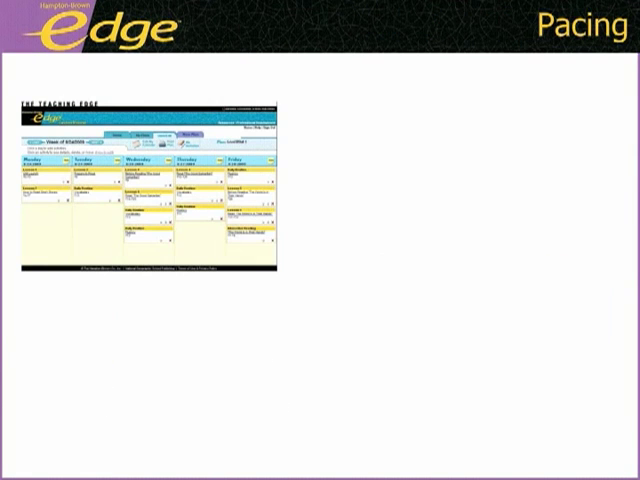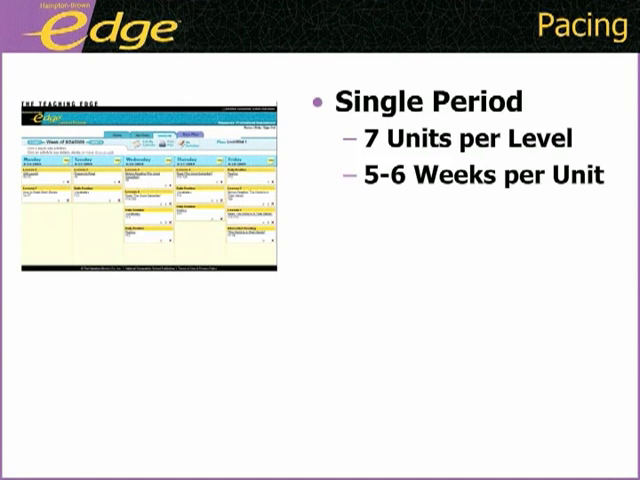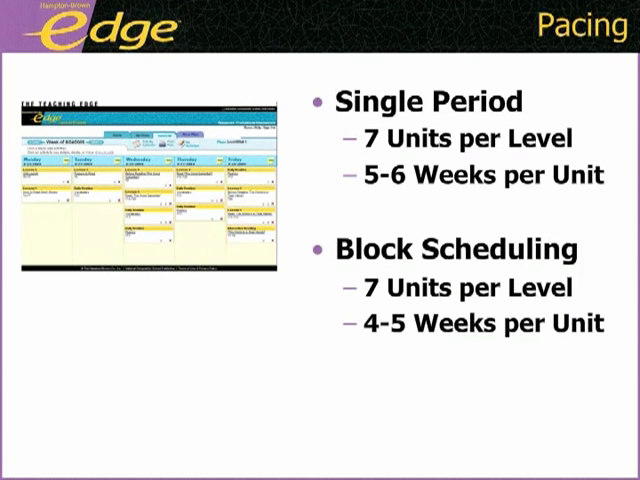Okay, you're probably still thinking, how do I customize Edge to fit my schedule? So let's take a look at pacing and the online lesson planner. If you have your students for a single class period, 50 to 60 minutes, it will take approximately 5 to 6 weeks to complete a unit. If you have a block schedule or 2 periods, it will take approximately 4 to 5 weeks to complete a unit. The online lesson planner makes instructional planning easy.